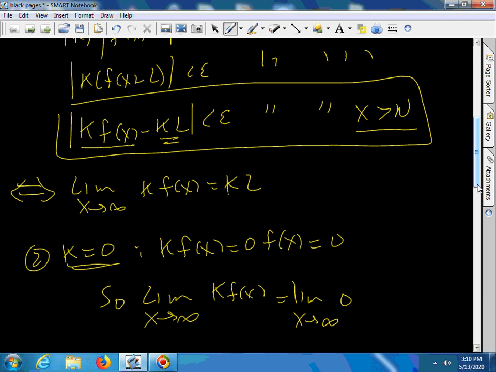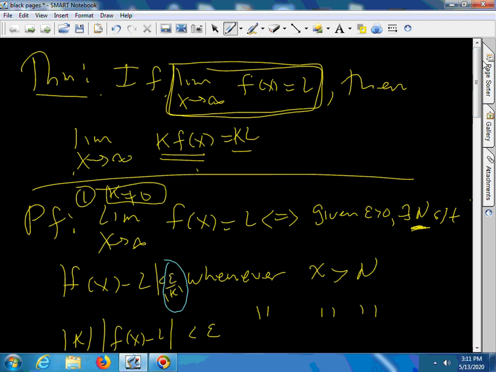And the limit as x goes anywhere of a constant, 0 or not, is 0. And that equals k times L because k is 0. So I did show that the limit as x goes to infinity of this equals kL. And that's all I was supposed to show. The proof is now done.